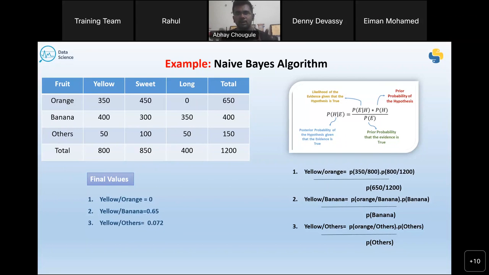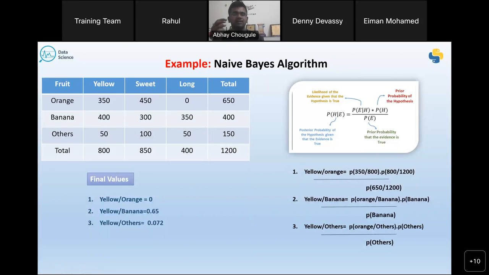So it's not giving a final value. This is giving us the final value of yellow. We haven't gone through sweet, then long. After calculating yellow orange, sweet orange, and long orange, you have to make a summation of these values. After the summation, you will get the highest count.